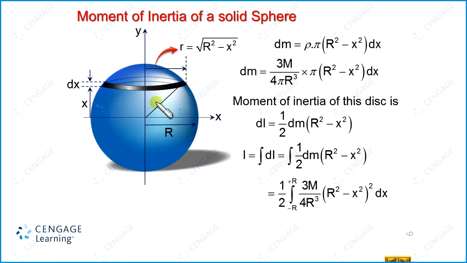And the limit of integration should be equal to the distance of the first disk on this side of x, equal to minus R, and the distance of the final disk on the upper side, equal to plus R. So the limit of integration is from minus R to plus R, right? So this is the final expression. Let us calculate this integral.